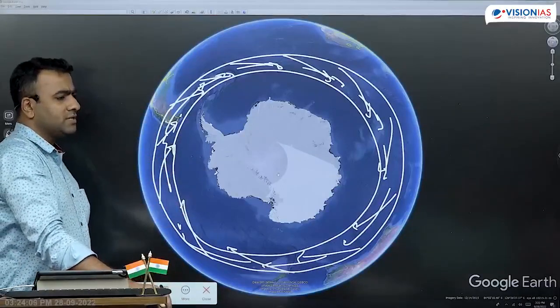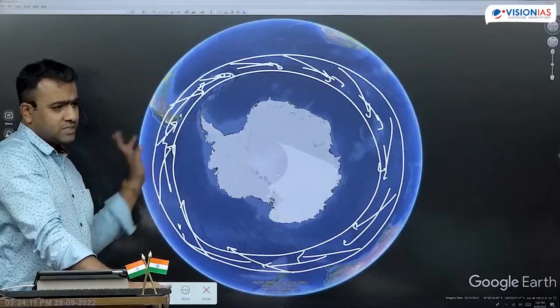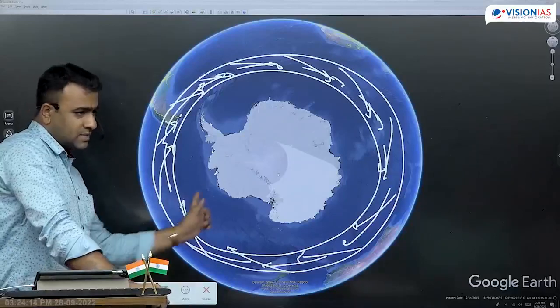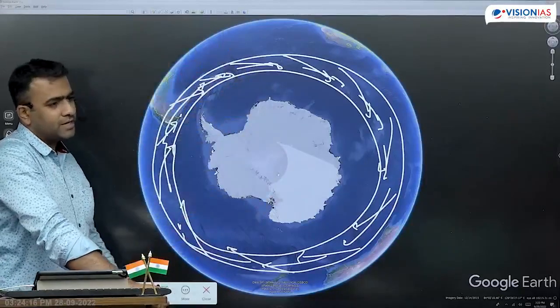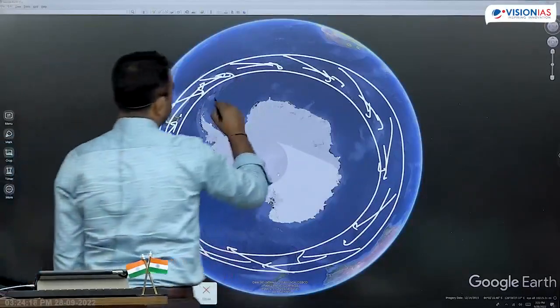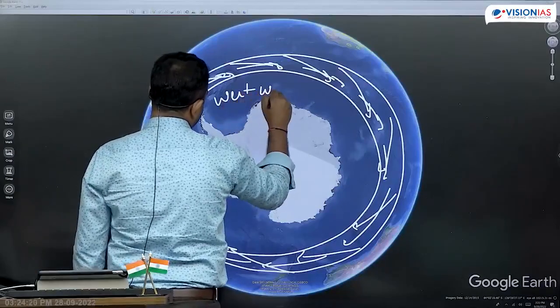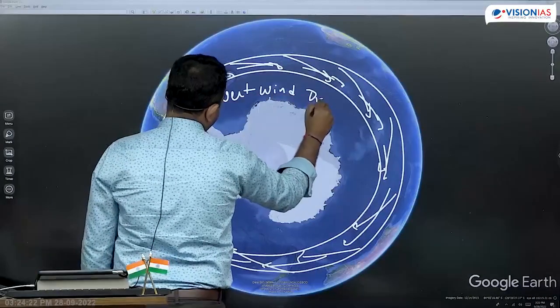Antarctica is very cold, so its water is also very cold. That is why this is a cold ocean current. This continuous movement of water around the continent of Antarctica is called the west wind drift.